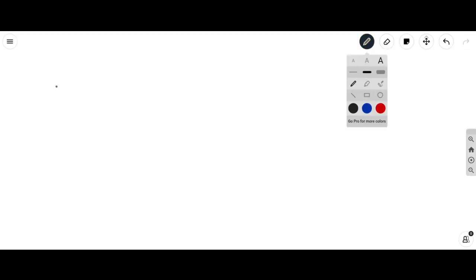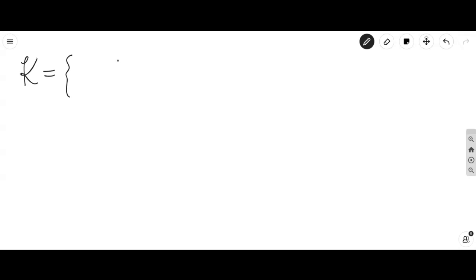Let me give you another example. So another example would be, you can have a simplicial complex that, let's say, goes like this. You have the empty set. Well, let's not even write down the empty set. Let's write down AB. You write down AC, and then you write down BC.